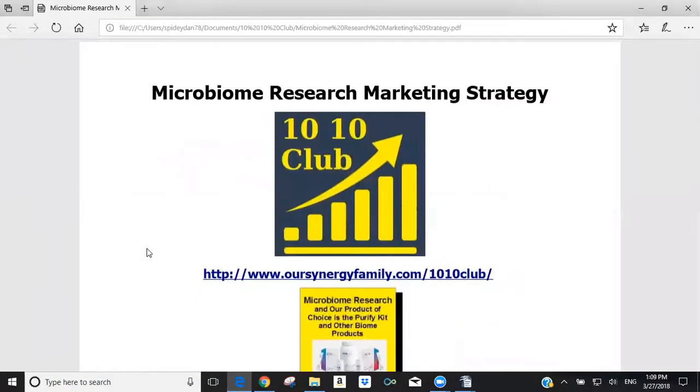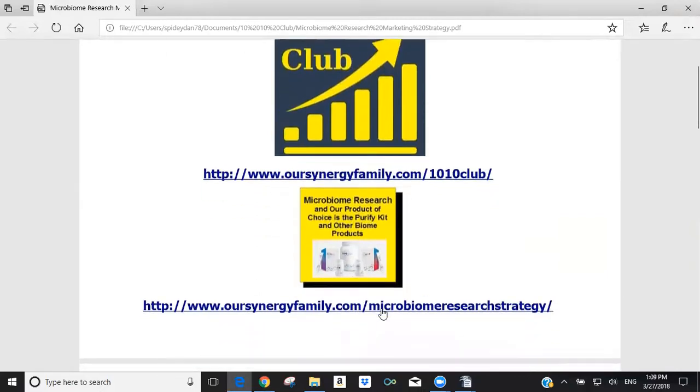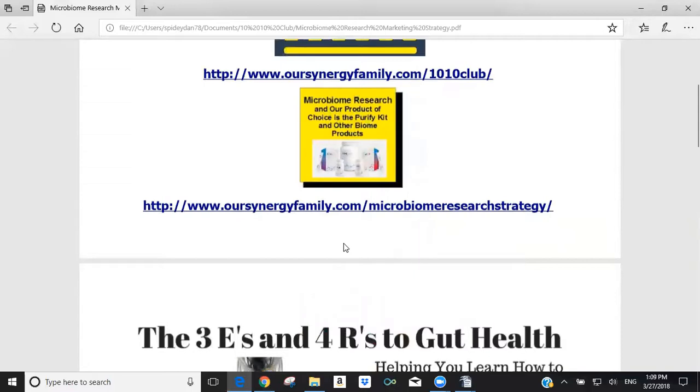So, what's your starting point if you're going to implement the Microbiome Research marketing strategy? You want to go to oursynergyfamily.com/1010club. You can just go oursynergyfamily.com/1010club. Once you're on that page, scroll down, find this image for the Microbiome Research, click on it. It's going to take you to this page. We recommend that you bookmark both URL locations. And on this page, you'll find all your training videos on the left-hand side, resource tools on the right-hand side.